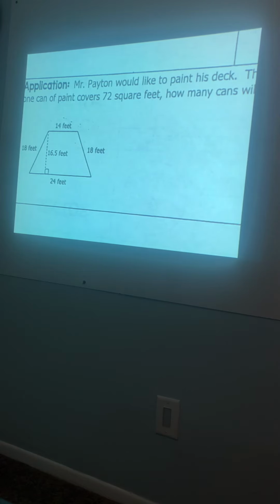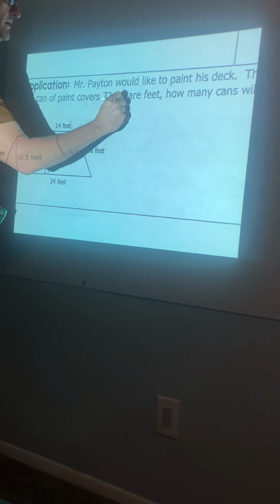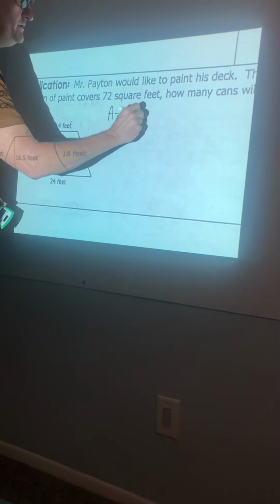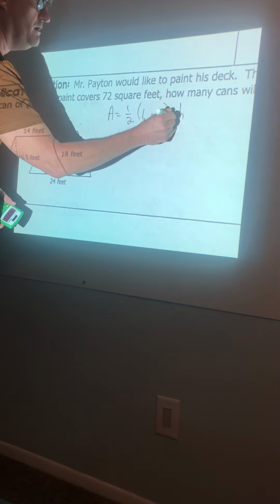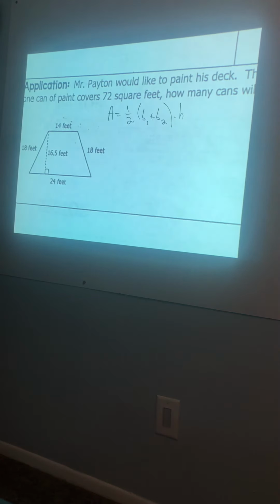This is exciting. All right, well, look, there's his deck. Okay, I like the shape. Very good. It's a trapezoid. So because we want to cover it with paint, that tells you we're doing area. And all you got to do is grab the right formula. Here it is. Make sure you get this. You put it on your cell phone, that's fine. But I did put this on SB. Make sure you have this formula sheet.